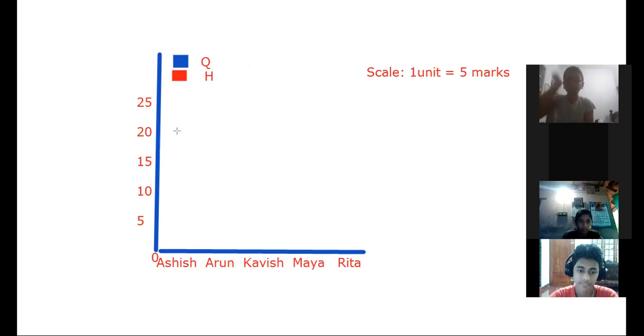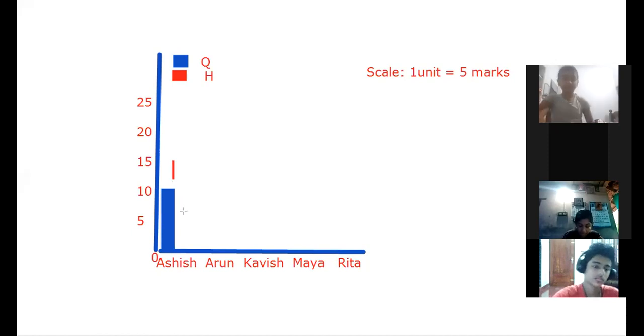First of all, we have to draw the graph according to Ashish. What is the value of the mark obtained by Ashish in the half yearly or quarterly examination? The quarterly examination is 10. So first of all, you can draw a graph like this. That is, the value is 10. And what about the half yearly examination? It is 15. So we can draw it like this. That's all about Ashish. Then what about Arun?